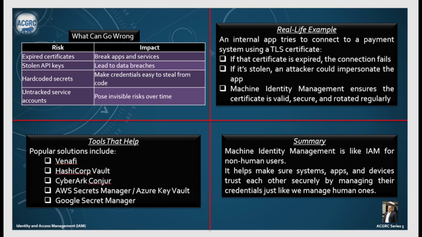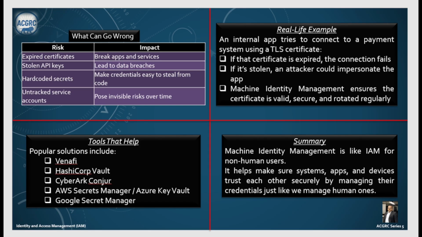What can go wrong? Well, if a certificate expires, it will break apps and services. If API keys are stolen, it can lead to data breaches. If secrets are hard-coded, it makes credentials easy to steal from code. Untracked service accounts pose invisible risk over time.